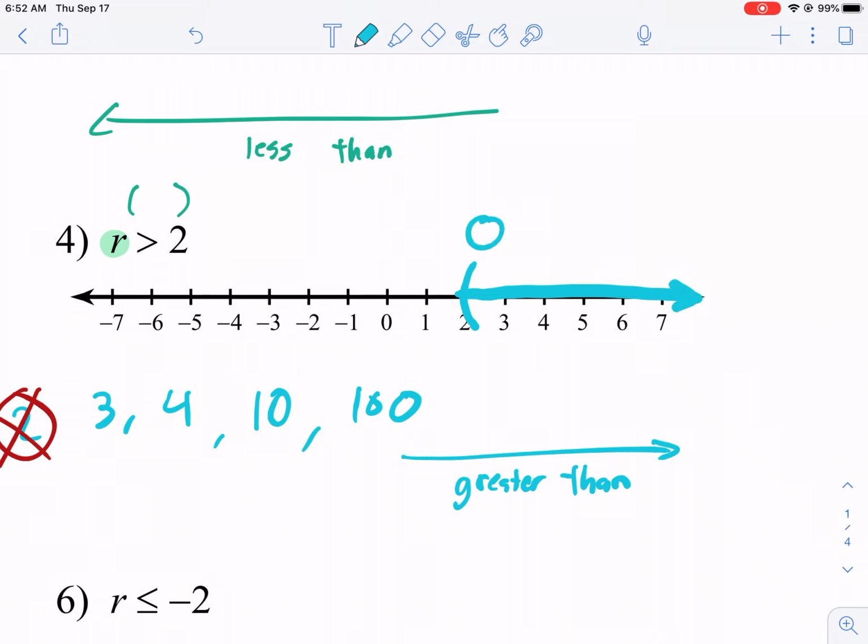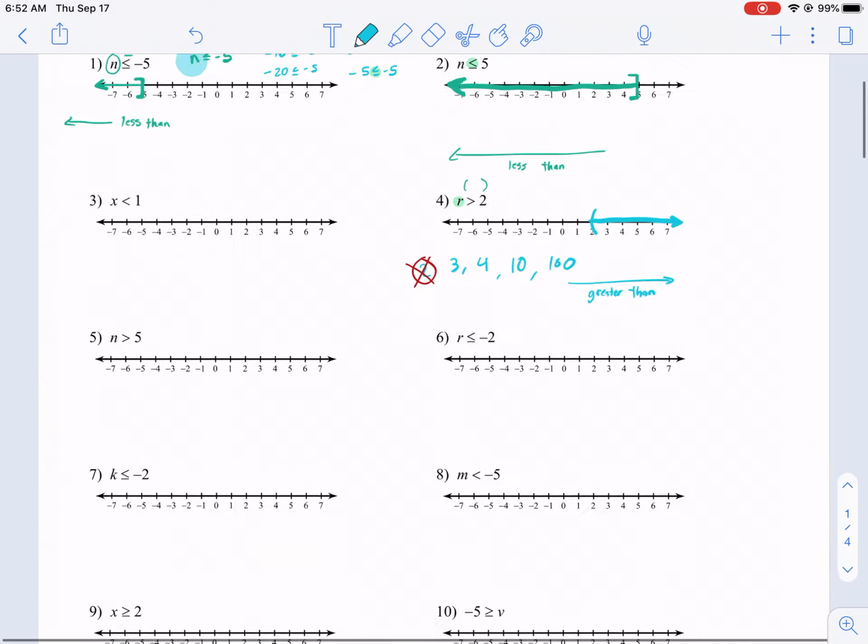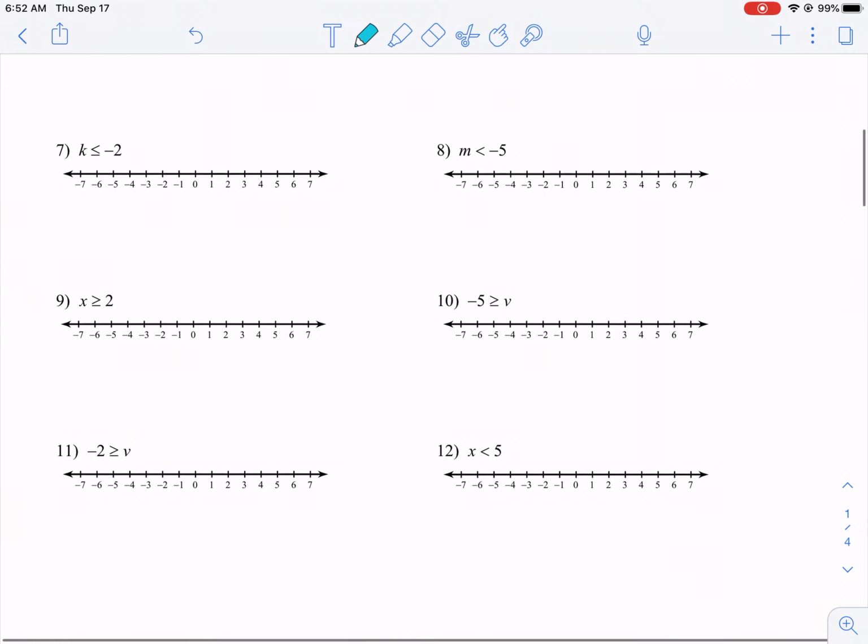Okay, so we're not using an open dot like that. We're not doing that anymore, unless your teacher is telling you. In my class, we're doing the parenthesis. That indicates that we're not including 2. The bracket would mean we're including 2. We're not including 2, and we're going to the right. All these other ones are fairly similar.